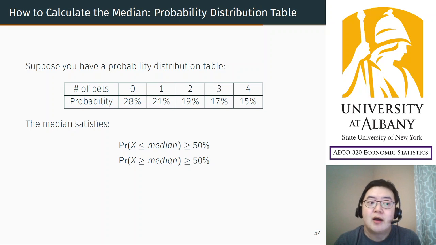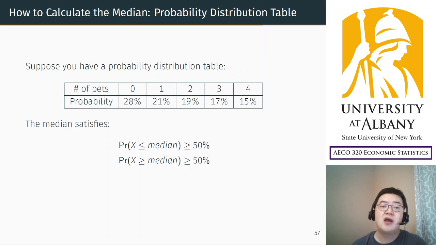Hello. In the previous video, we learned how to calculate the median when you have raw data. It was easy to understand because when you have raw data, what you have to do is order them and find the middle value. So it's visually the middle value. But now in this video, we learn how to calculate the median when you get a probability distribution table.